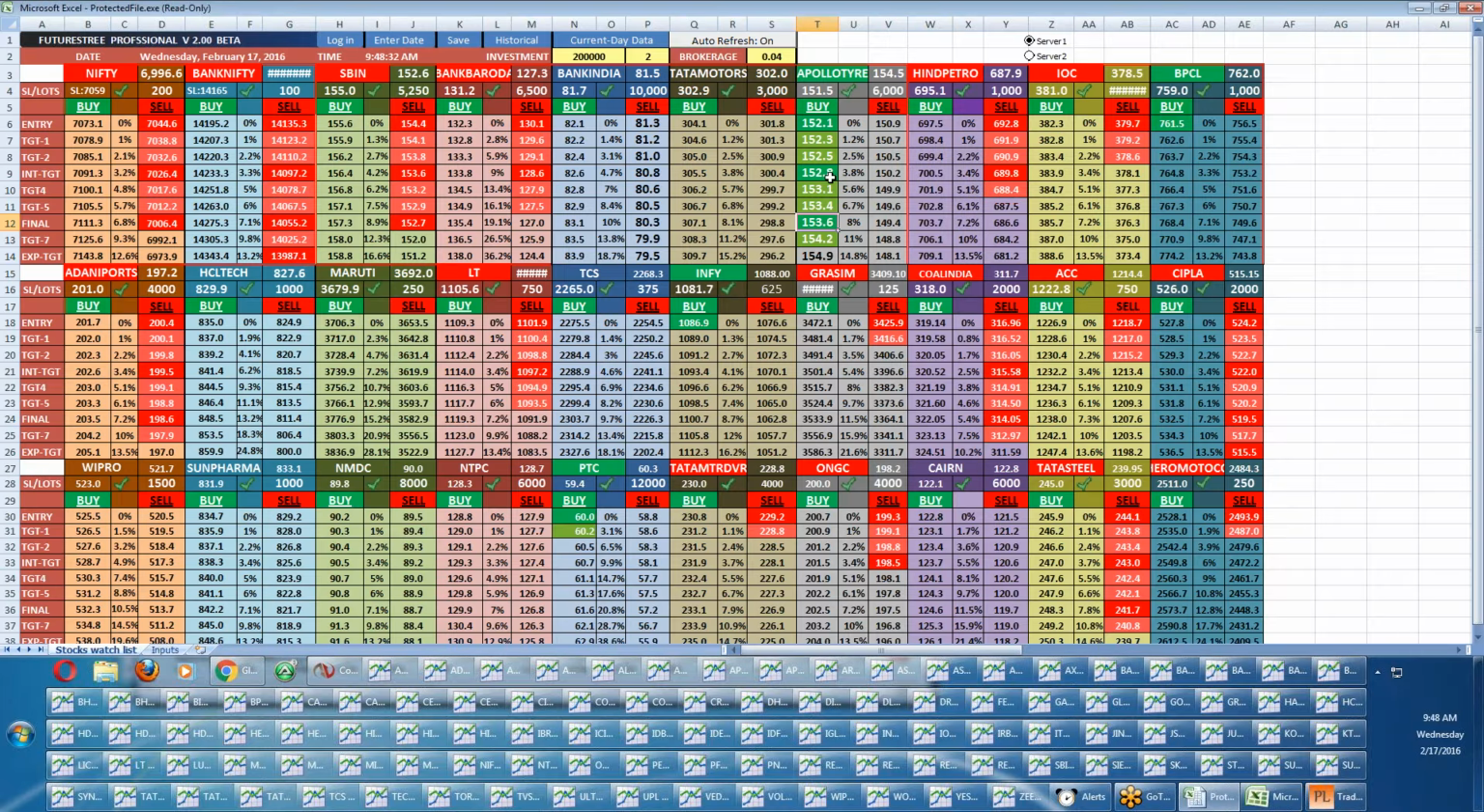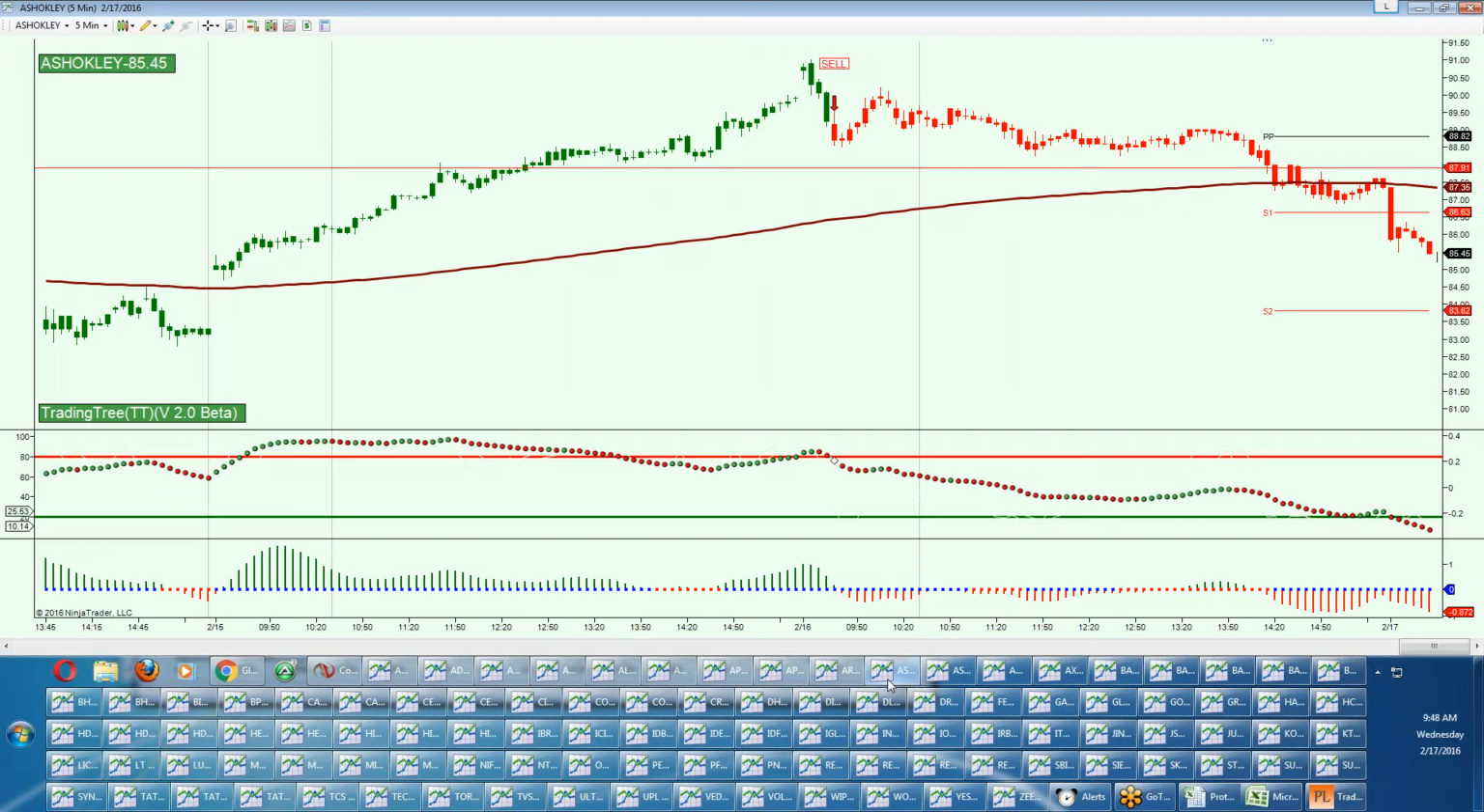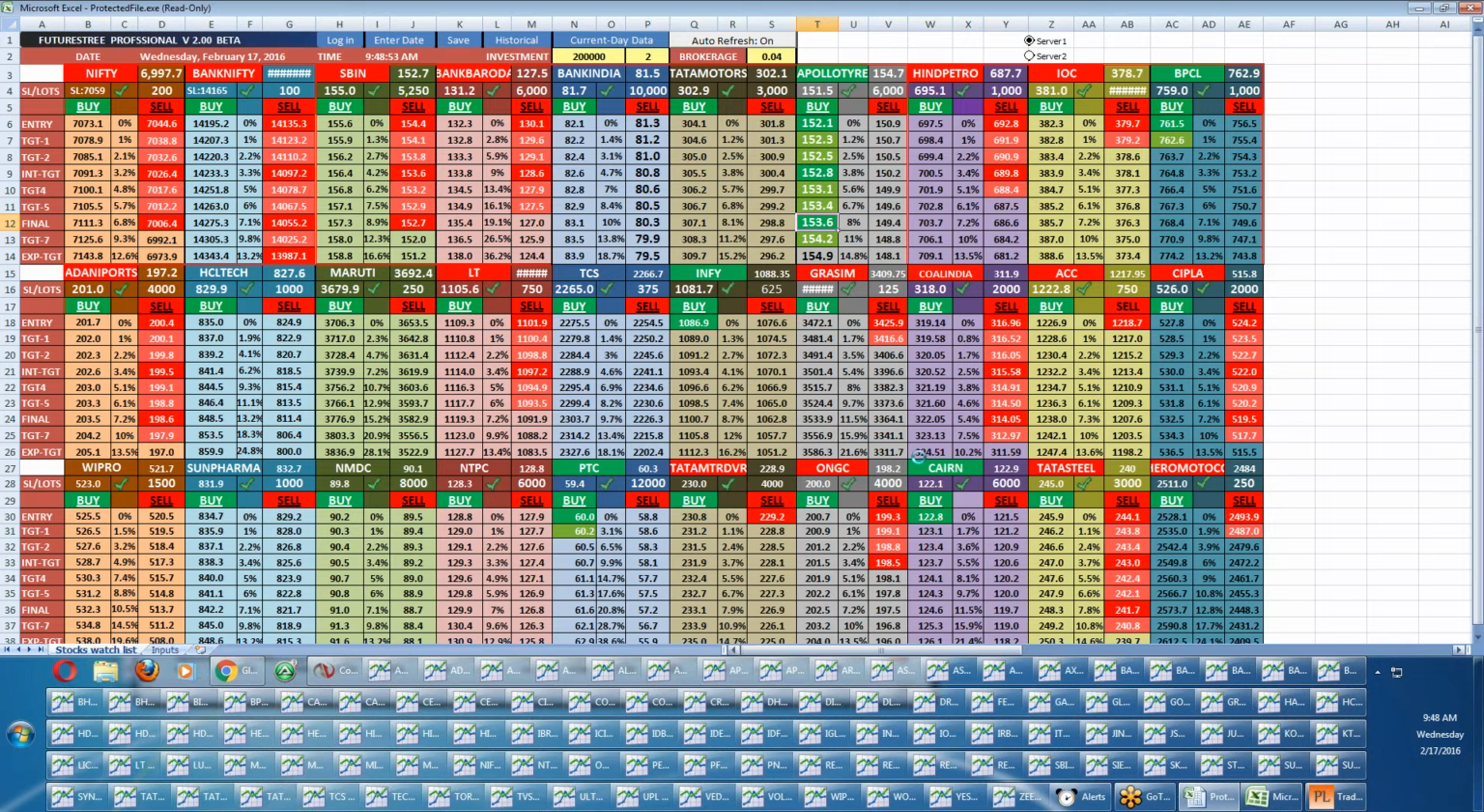So usually it is something like this. You will get most of the calls on your cache tree file on this Excel file first, and then you'll get the confirmation on your trading tree. And after a period of time, you will start getting the next level of calls in your trading tree, and then you get confirmations in your cache tree. So that's how it works.